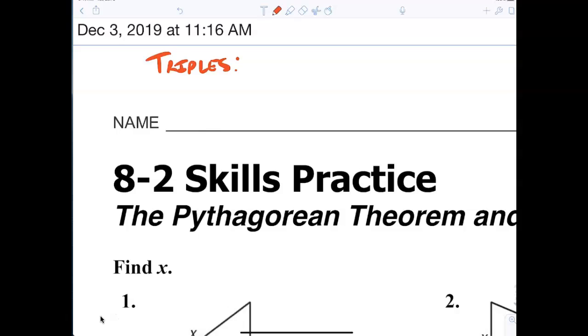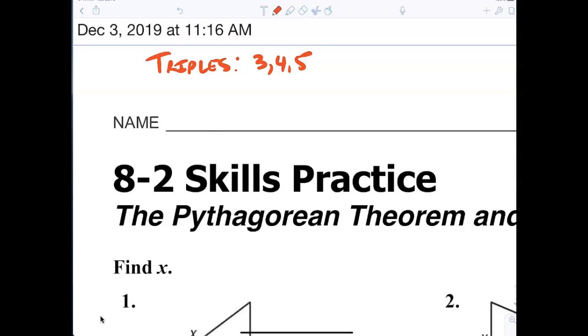The first one, who remembers the first one? We always do this one. 3, 4, very good. 3, 4, 5, right triangle. That's the first triple, 3, 4, 5. And obviously the hypotenuse has to be the 5, and 3 and 4 the legs. Does everybody agree with that? Now, does everybody agree I could also say 6, 8, 10?